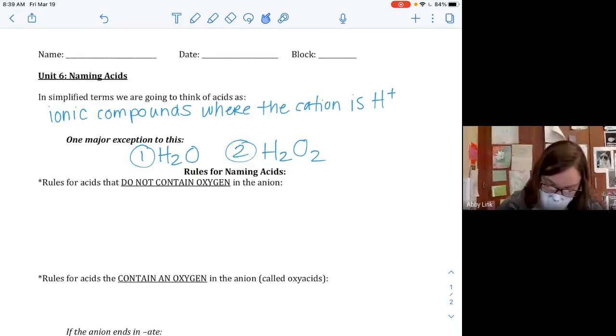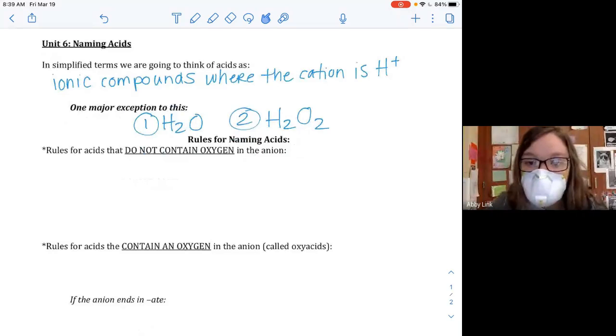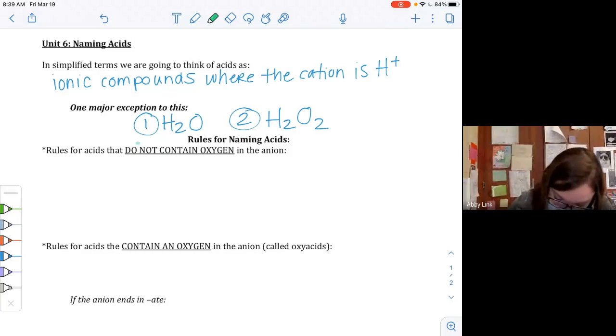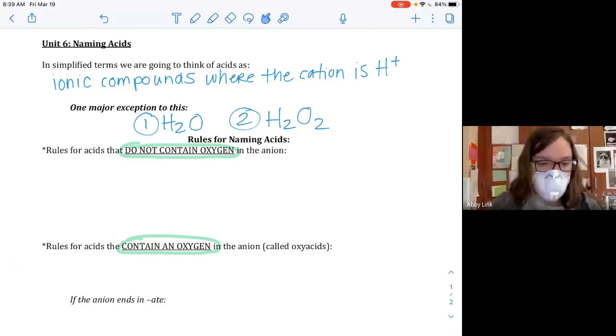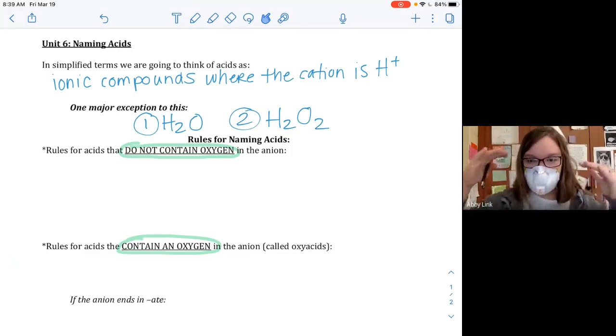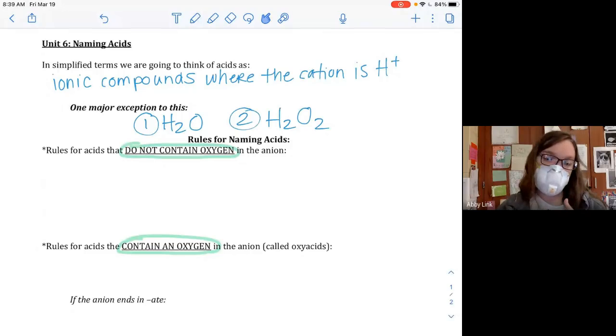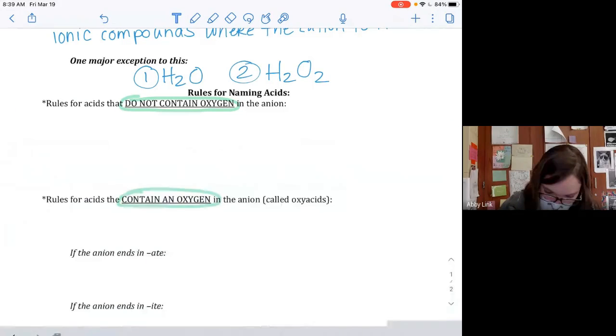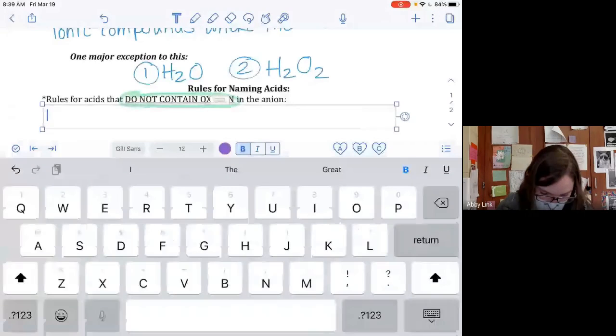So the deal with acids is we have two types. We have acids that do not contain oxygen, and then we have acids that do contain an oxygen. The reason why acids can be a little bit complicated is because we have a set of naming rules for the acids without oxygen, and then another set of rules for naming the acids with oxygen. We're going to start by talking about the acids that don't contain oxygen. I'm going to type out our naming rules here, and then we'll take a look at a couple of examples together.